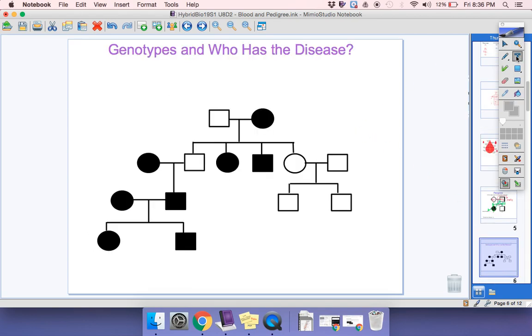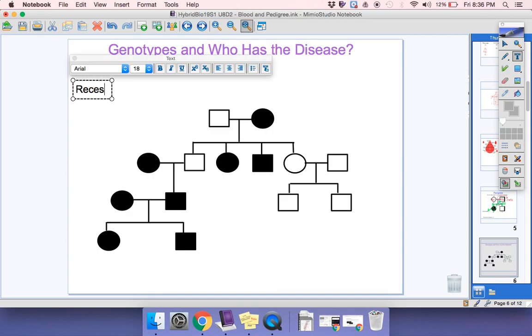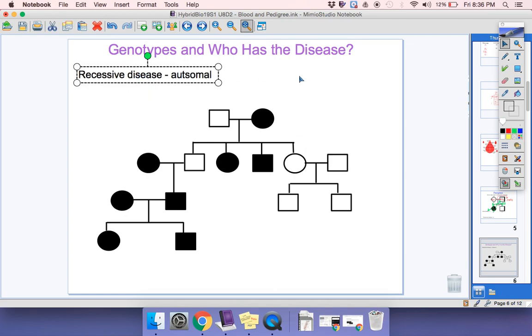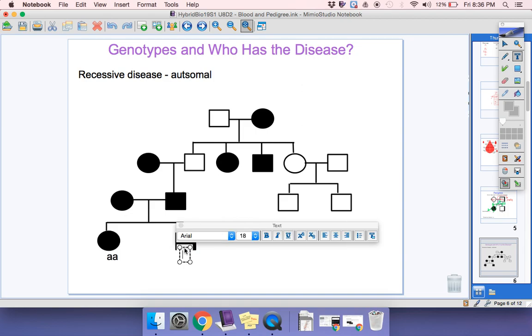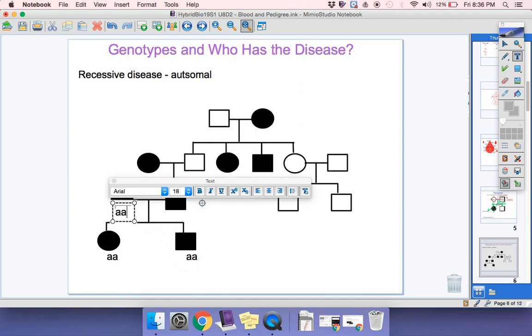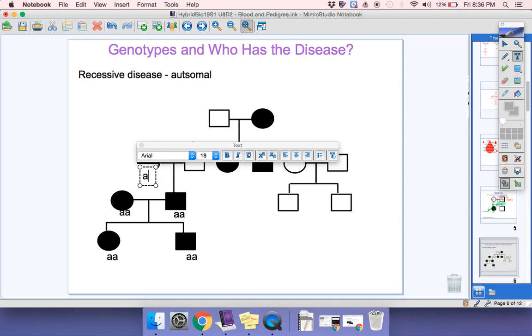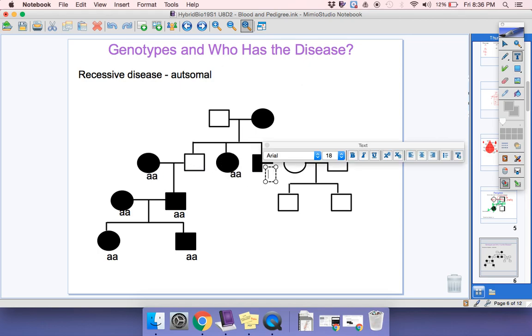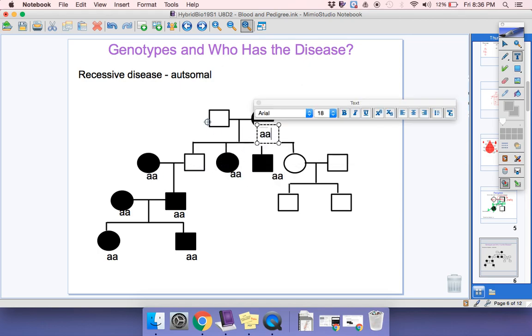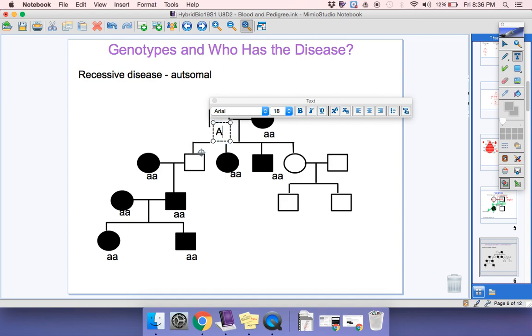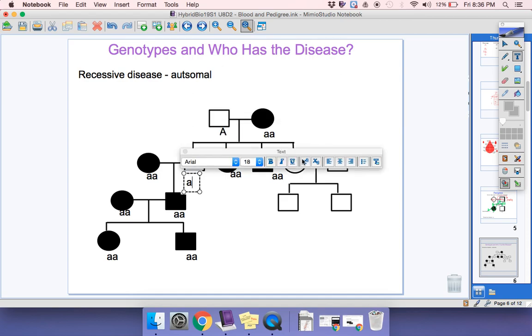So if I told you that this was a recessive disease, and it's a normal disease, so we call it autosomal. That means it's not X-linked or sex-linked. Okay, and we went through all of these, we would get the following. Everyone who has it is a lowercase a, lowercase a. Okay, everyone who doesn't gets a capital A at least.